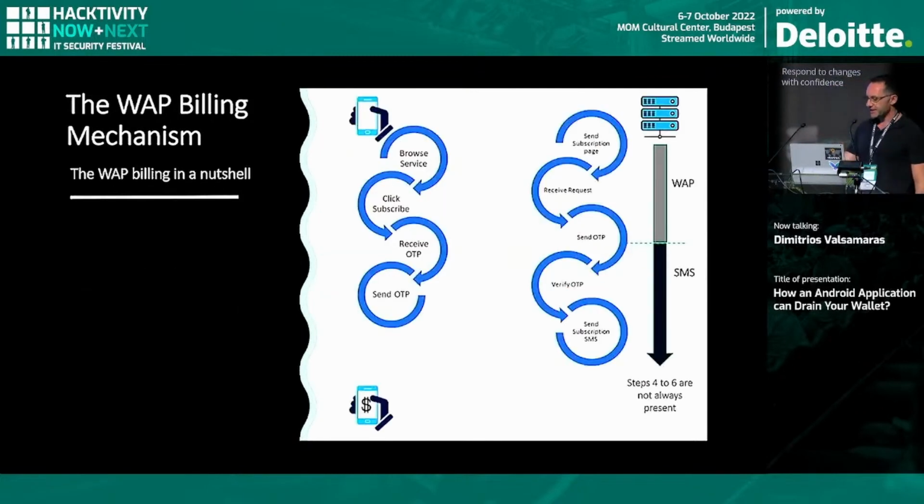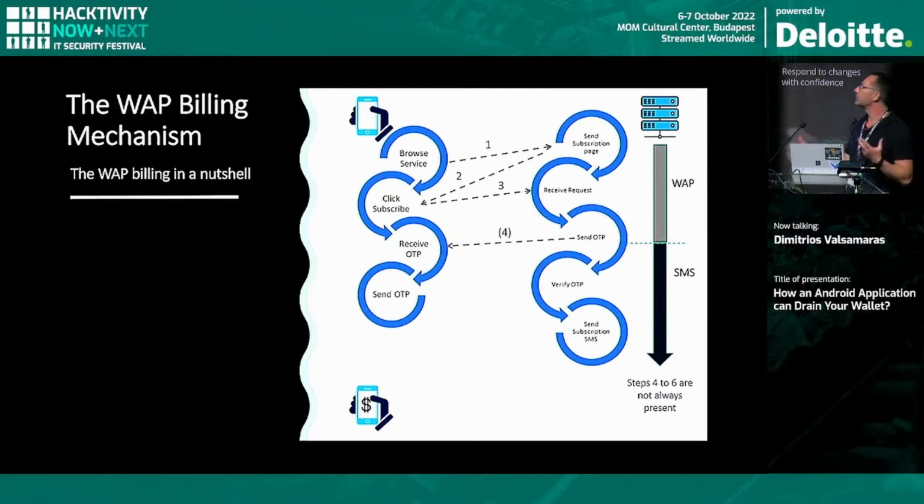Let me summarize the steps so you have an idea of the overall process. First of all, the user has to navigate to a WAP-enabled website, and when the server receives this request, it sends back a subscription page. This subscription page usually contains a subscription button, so the user has to click, and when the server receives this new request, it sends back a PIN, an OTP.